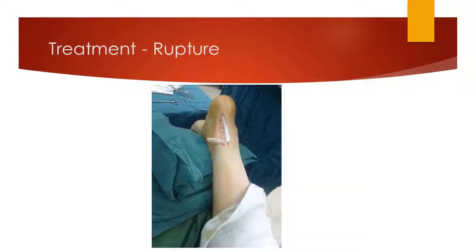The treatment for a rupture is going to be one of two things. If the person is a less active individual, they will probably not do the surgery because it decreases the risk of complications and it increases the risk of re-rupture. However, if the person is physically active, surgery will be indicated.